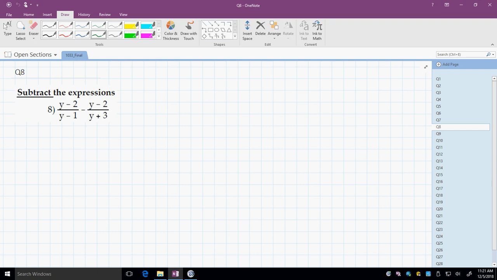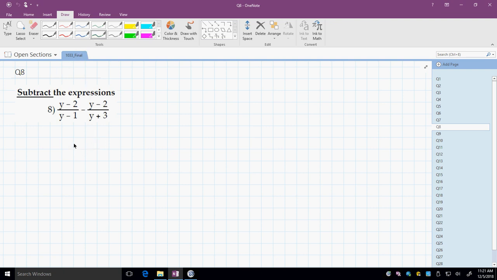Question number 8. Subtract expressions. In order for us to subtract fractions, we have to have the same denominator. Before you start working any of these crazy fractions, look at your choices. If you don't have fractions in them, that means you can cancel the denominator. If your answers have fractions, you have to stick to them, and you have to work it out.